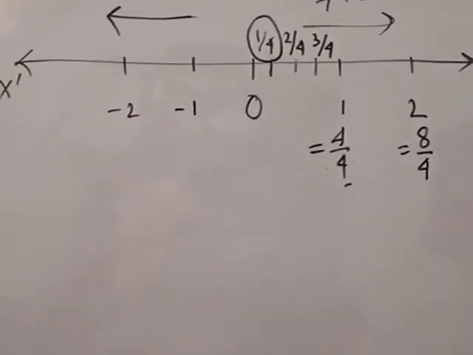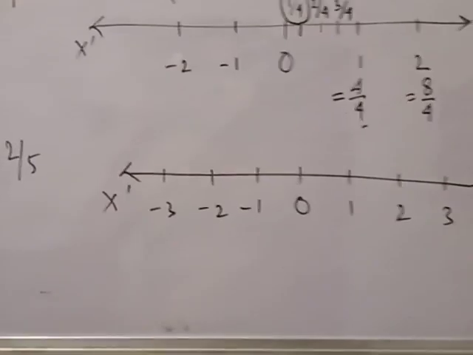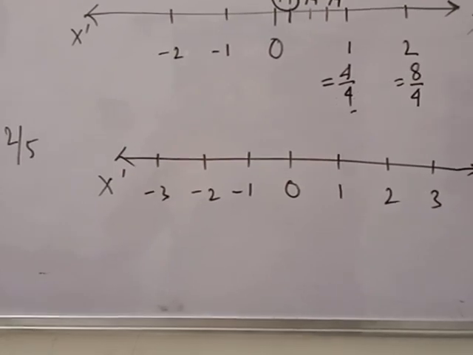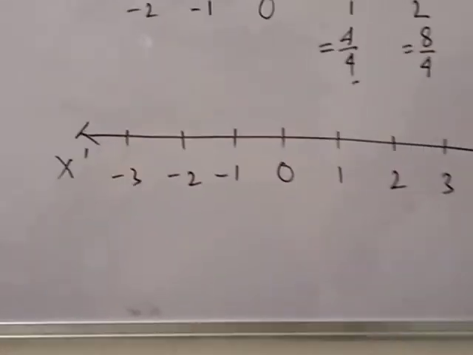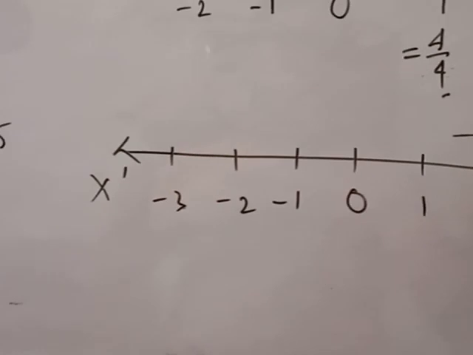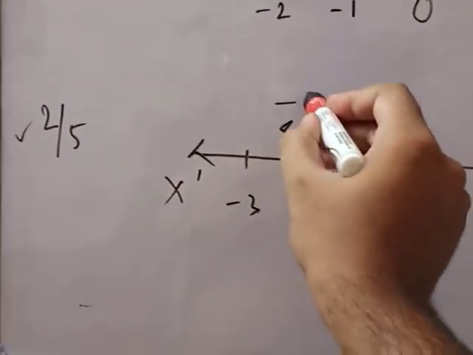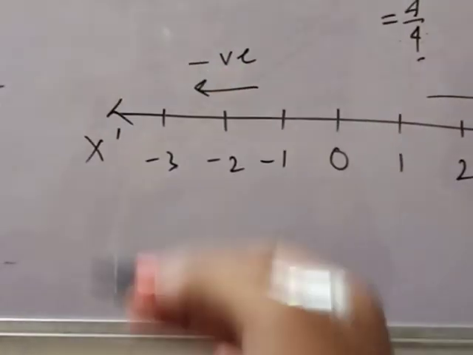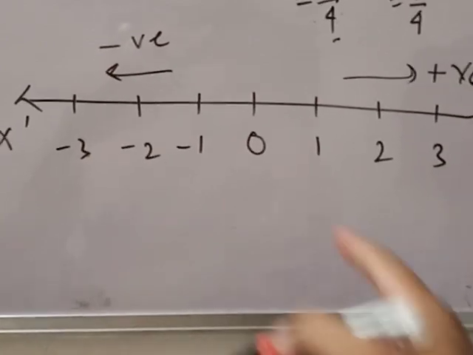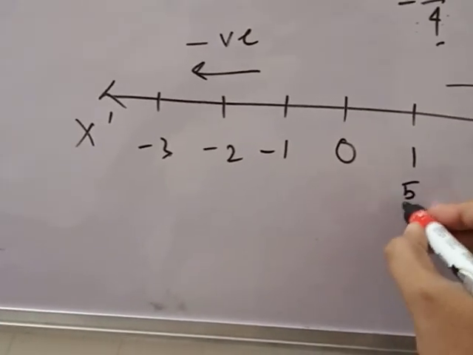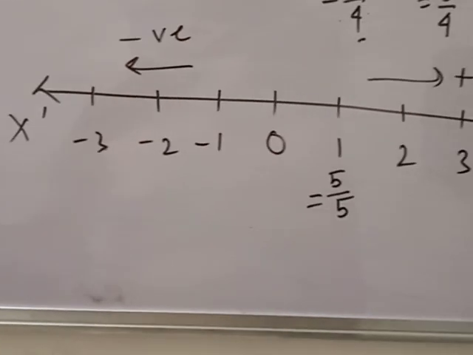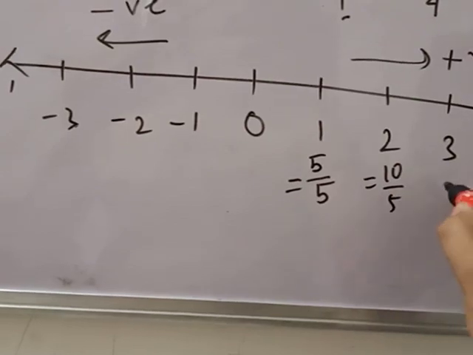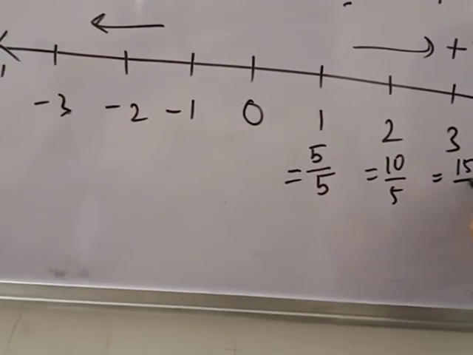Now next example. In the next example we will discuss 2 by 5. So for 2 by 5, we also express the right hand side as positive and the left hand side as negative. So for 2 by 5, this is a positive fraction. So we can write in the position of 1, 5 by 5. So 5 by 5 means 1. Next, in 2 we can write 10 by 5, and in 3 we can write 15 by 5.